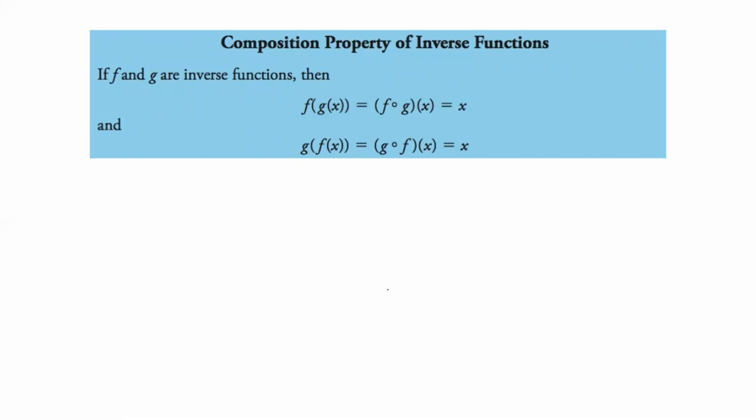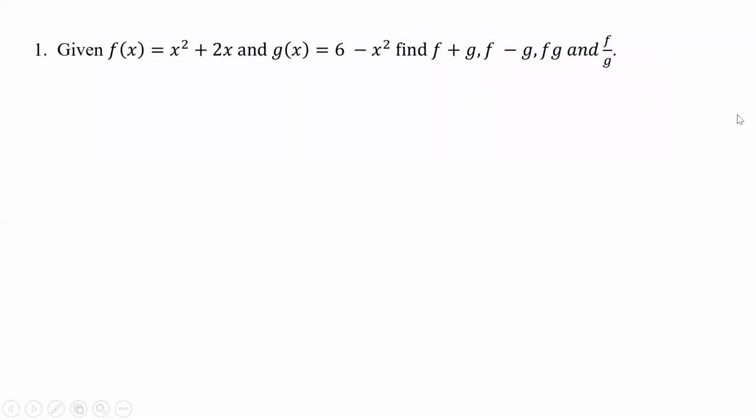Again, if it works for one, say it works in the first one here, then we don't have to test the other one. Or if it works in this one, then we don't have to test the other one, because they would be inverses.